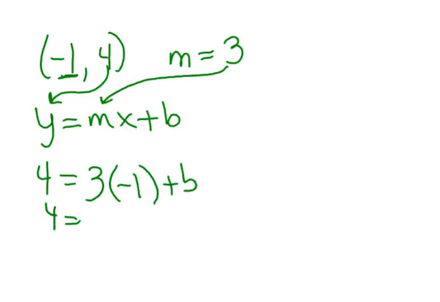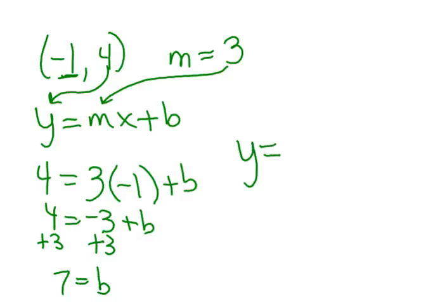So we're going to simplify. Go ahead and multiply. 3 times -1 is -3, plus b. Add 3 to both sides to get b by itself. And our y-intercept is 7. So our equation is y = 3x + 7, with 3 for the slope and our y-intercept of 7.